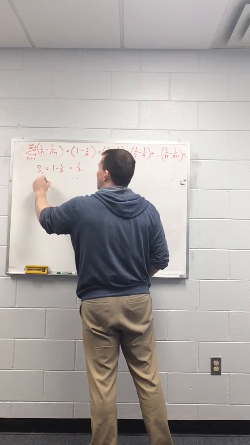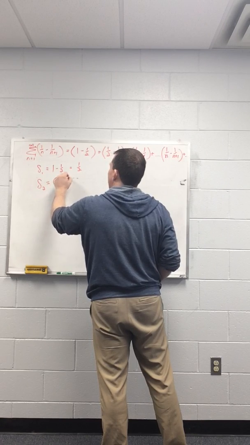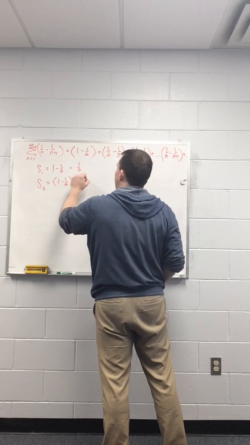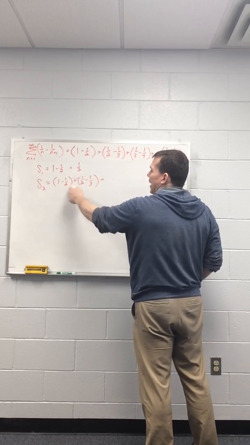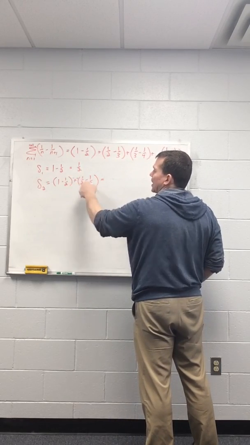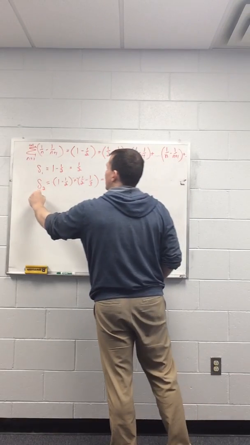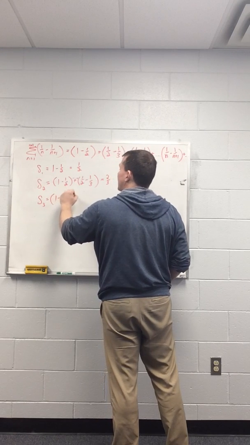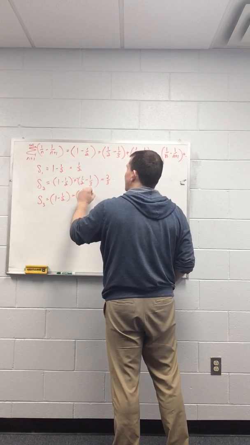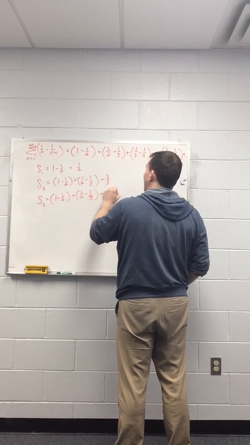S sub 2 is the sum of the first two terms, which is 1 minus 1/2 plus 1/2 minus 1/3, which is 1 minus 1/2 plus 1/2, that cancels. It's 1 minus 1/3, which is 2/3. S sub 3 would be 1 minus 1/2 plus 1/2 minus 1/3 plus 1/3 minus 1/4.